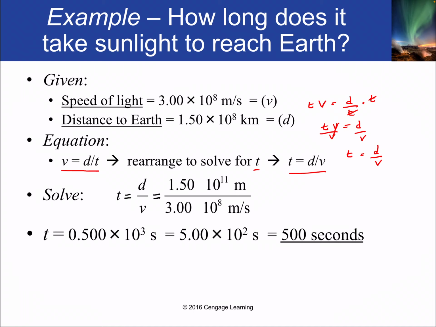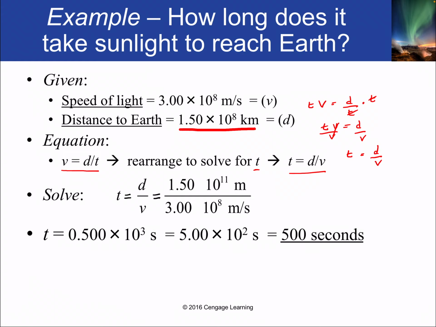So what we're going to do is D is 1.5 times 10 to the 11th meters. Now notice how we have changed this distance from kilometers to meters, okay? And that is because our speed of light is meters per second. So let's do that conversion so y'all get to see it.